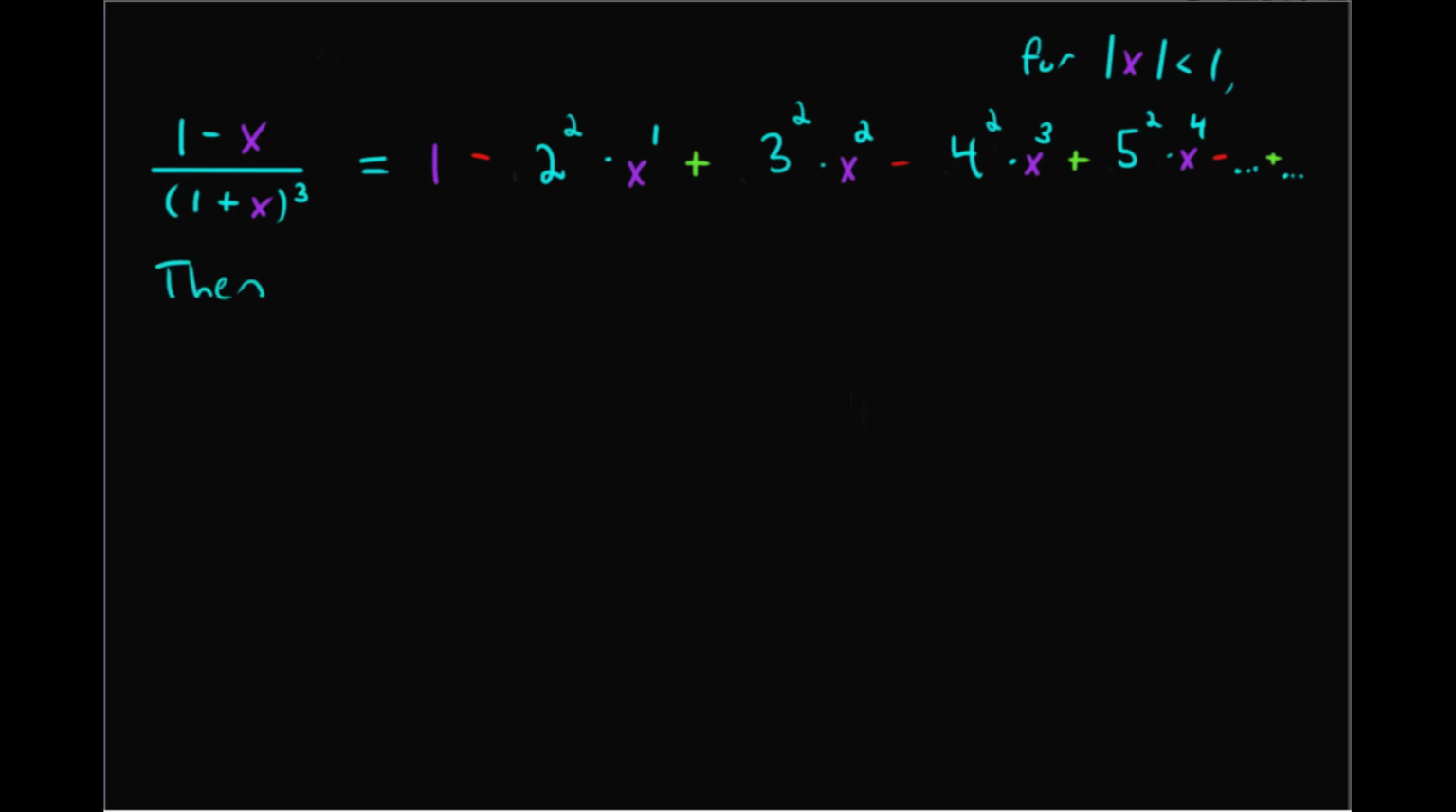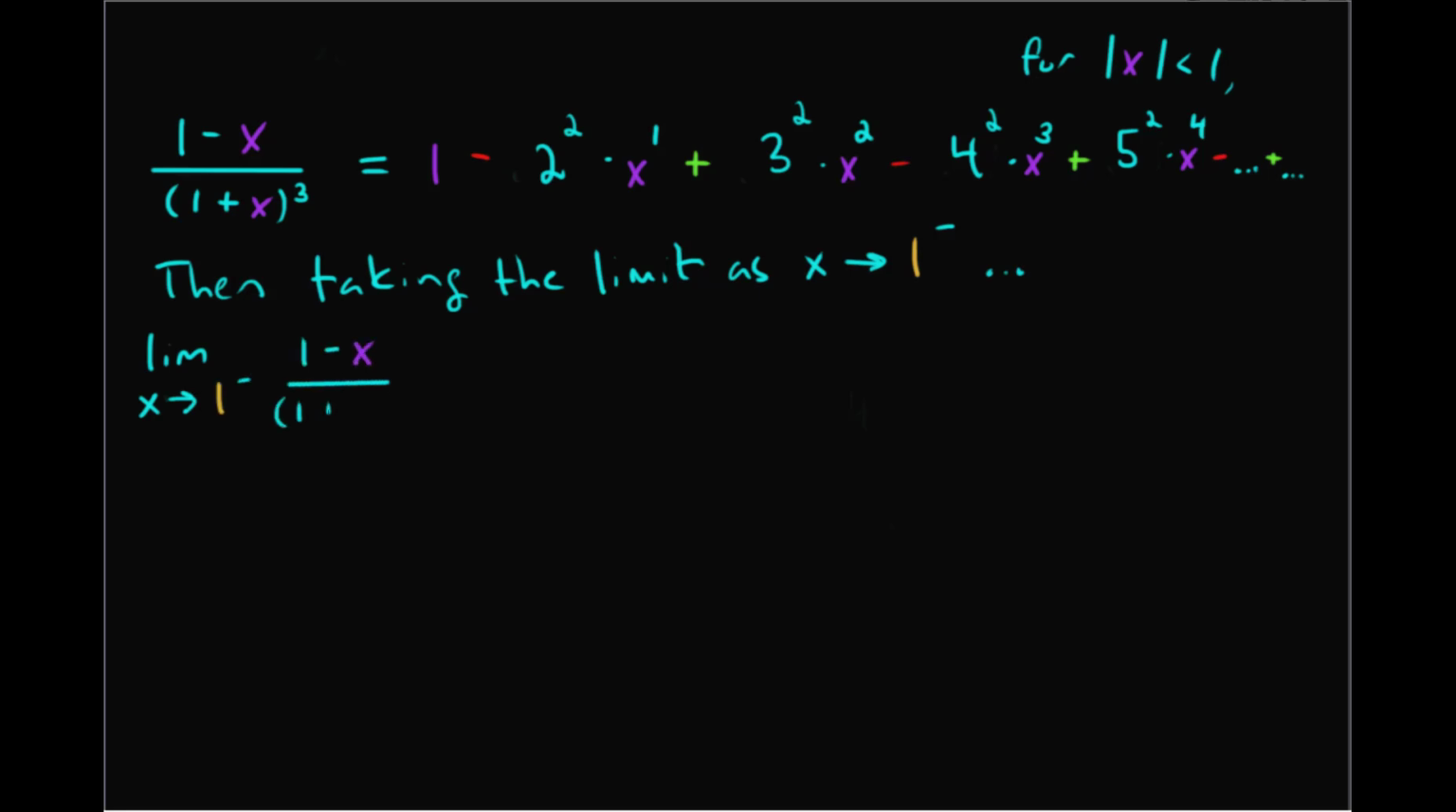So then when we take the limit as x approaches 1 from the left, by the way, I'm always approaching 1 from the left here because the series already diverges for any values of x greater than 1. We get that the limit as x approaches 1 from the left of (1 - x)/(1 + x)^3 = (1 - 1)/(1 + 1)^3, which equals 0/2³, or 0/8, which of course is just 0.